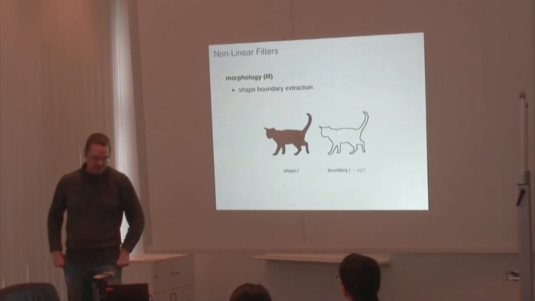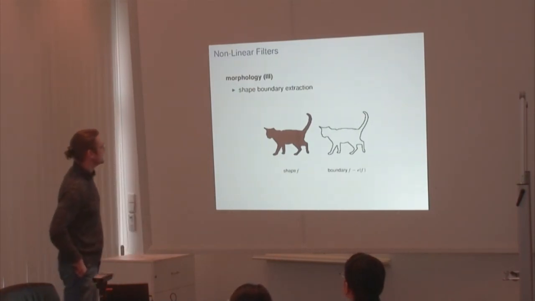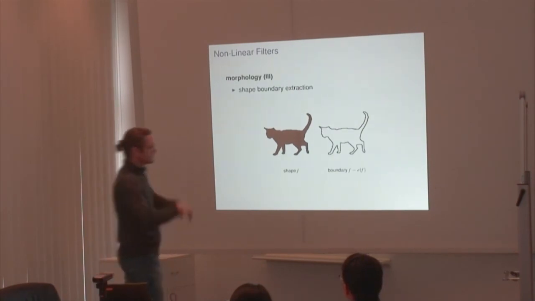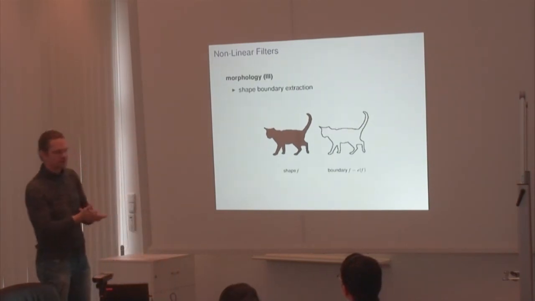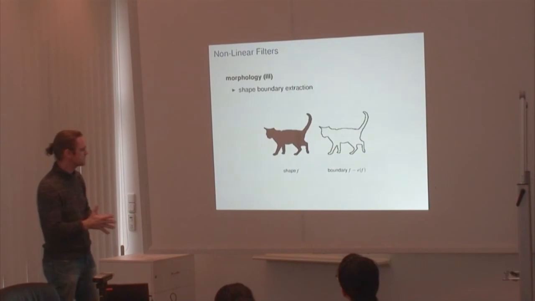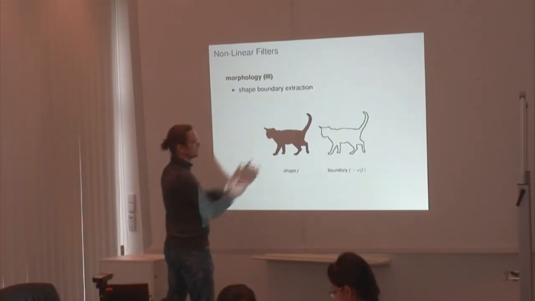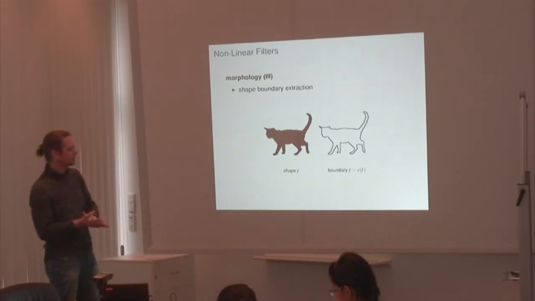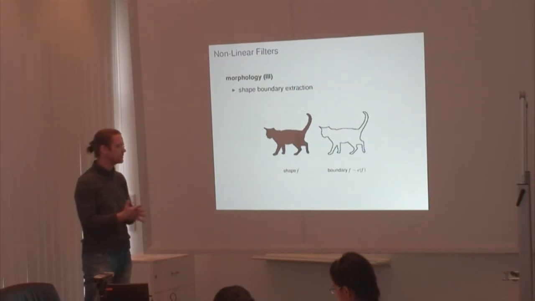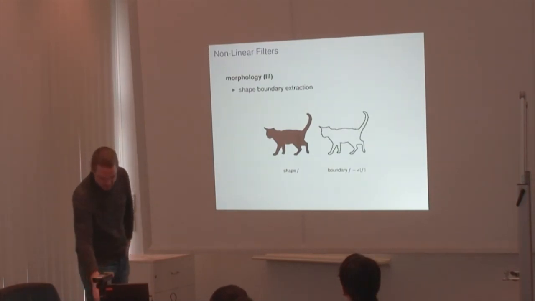So here we see an application of erosion. It allows us to extract the boundary of a shape image. It turns this into an outline. It gives us the outlines of a shape image.